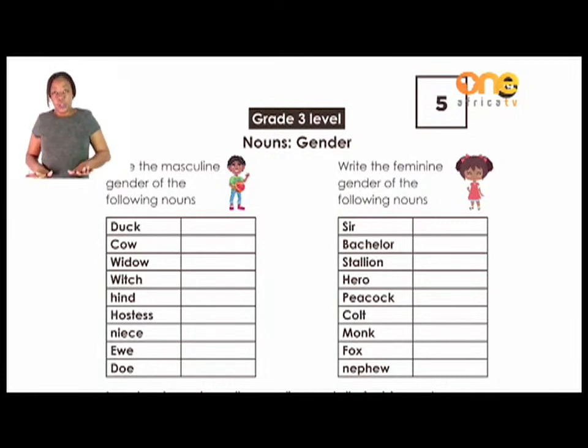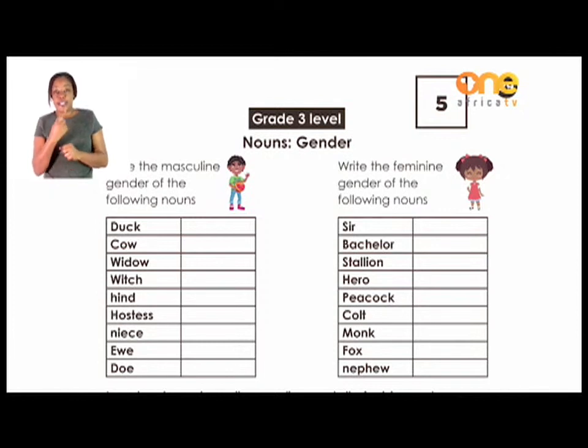Okay. Bachelor is a boy who is not married, or a man who is not married. What about a woman or a girl who is not married? We say she is a bachelorette. Bachelorette. Stallion refers to a horse, which is a male. It's a stallion. What about the female horse? We say it's a mare. It's a mare.